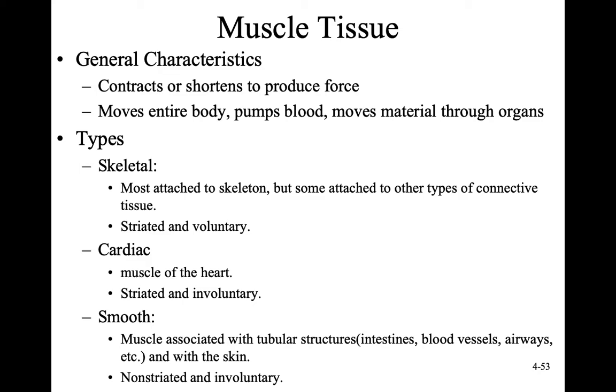Now, smooth muscle is associated with tubular structures that are mostly present within our organs. Things like the intestines or the stomach are made of smooth muscle, as are our blood vessels. Blood vessels are constantly changing in size to either allow more blood into an area or decrease blood into an area. So we contract the smooth muscle to allow more or less blood into an area.